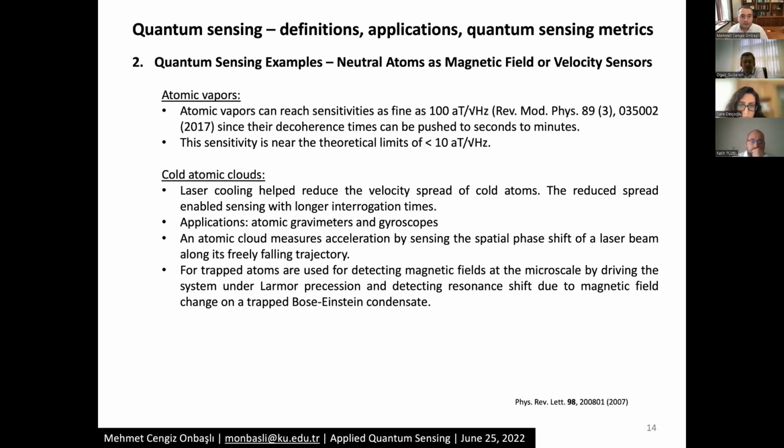And in addition, this is actually relevant for gravimetry, where we can simply measure the height of our lab from the Earth's core. And it can be installed on a satellite as well. I mean, these are not too large systems, so you can also measure rotational rates in gyroscope configurations. So an atomic cloud measures acceleration as well by sensing the spatial phase shift of a laser beam when our atomic cloud is falling freely.